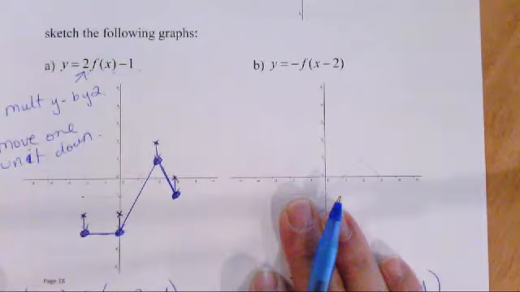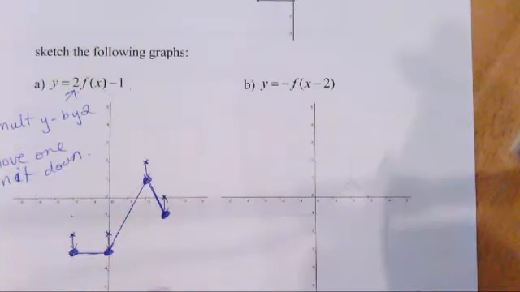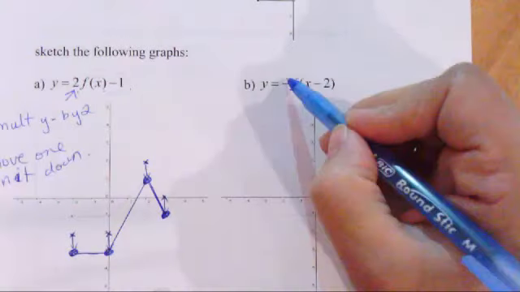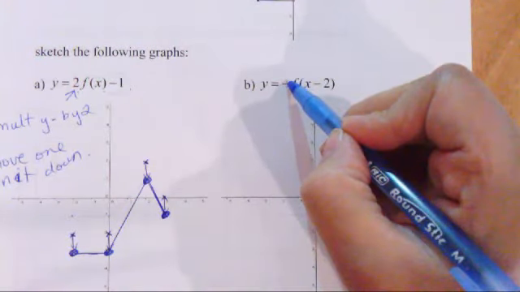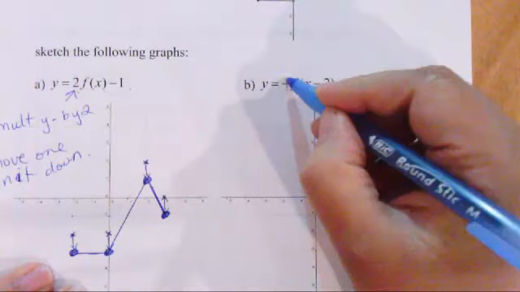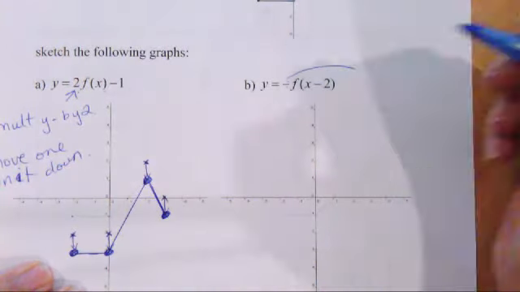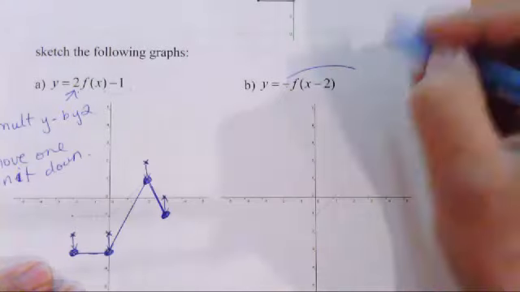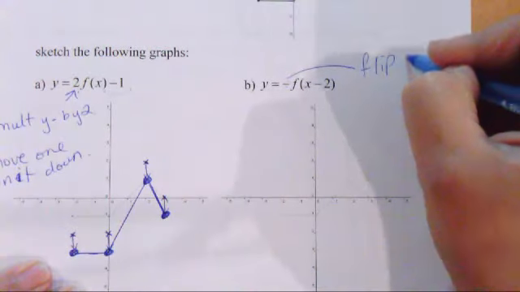Now looking at our next example, I've got this negative. What this negative does is it flips over the x-axis. So all of my y values now change from positive to negative and vice versa.